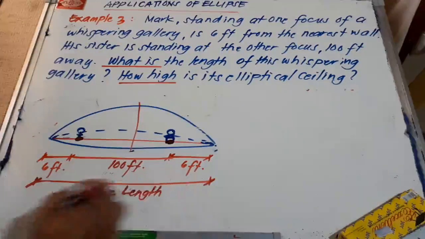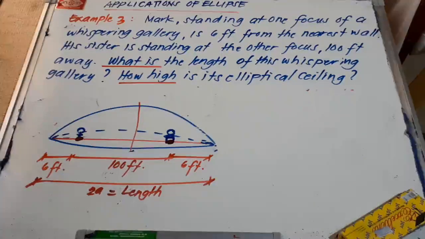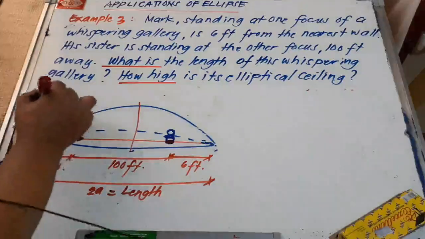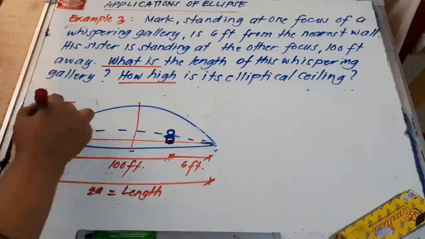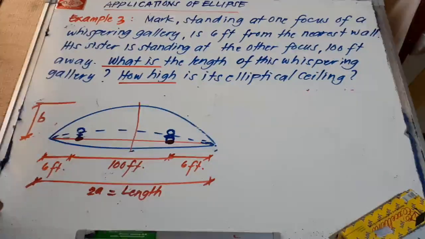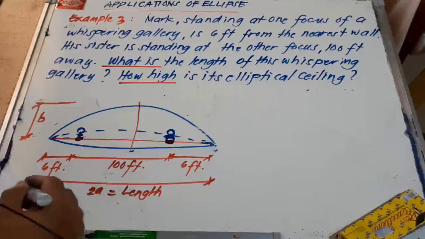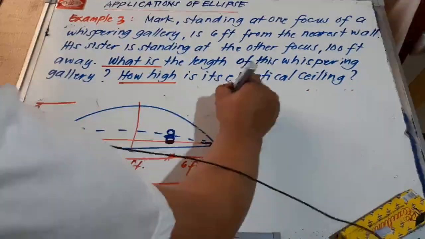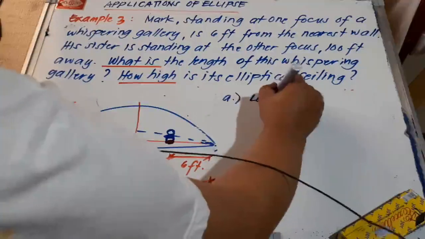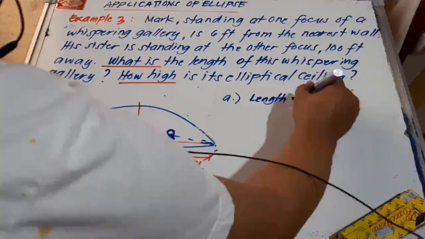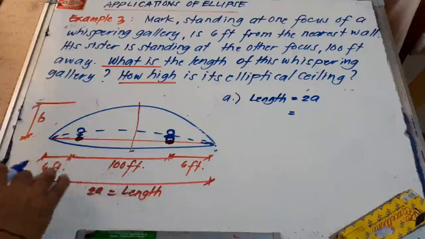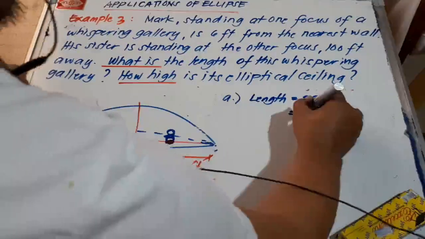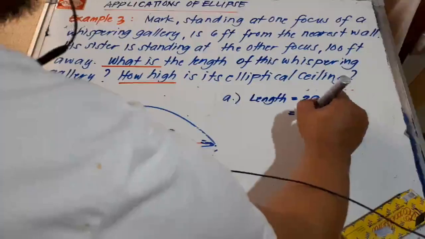So, by addition, makukuha kagad natin. And then, height of the elliptical ceiling. So, ito. That is the value of B, which is the length of the semi-minor axis. So, A, kunin natin yung length ng ating whispering gallery. That's equivalent to 2A. So, 2A is just the sum of these three. 6 plus 100 plus 6, that is 112 feet.